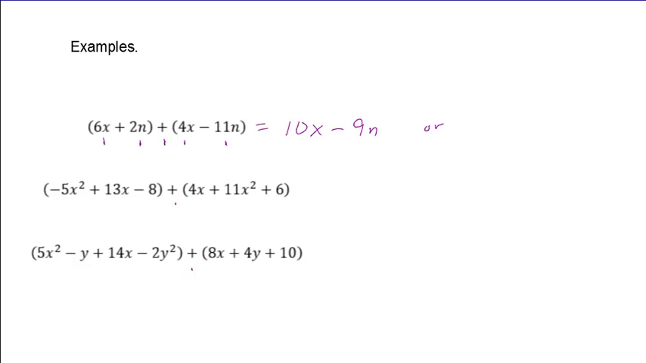Also, if you did these in a different order, I just want to make this point on this particular problem. This is what it would look like. Those are both the same thing. The next problem, I've got a negative 5x squared and 11x squared, so that adds up to 6x squared. Don't change the variable part. 13x and 4x is 17x. And then negative 8 plus 6 is negative 2.